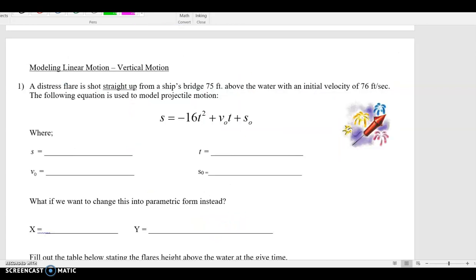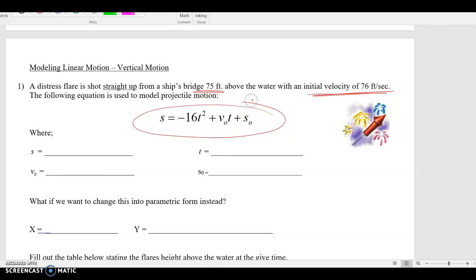So now that I've done horizontal motion, I'd like to do some vertical motion. And then I'll get into one of the more popular, a baseball type problem. So I'm going to run pretty quickly through this. I have a flare that's shot straight up. So we have that projectile from a bridge, 75 feet. That's a big deal. We need that information. Above the water with an initial velocity of 76 feet per second. And we're going to write the following equation to use that projectile motion.